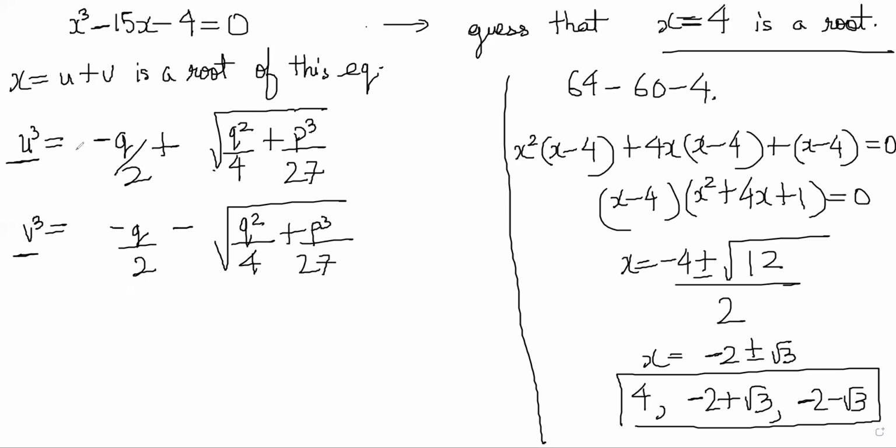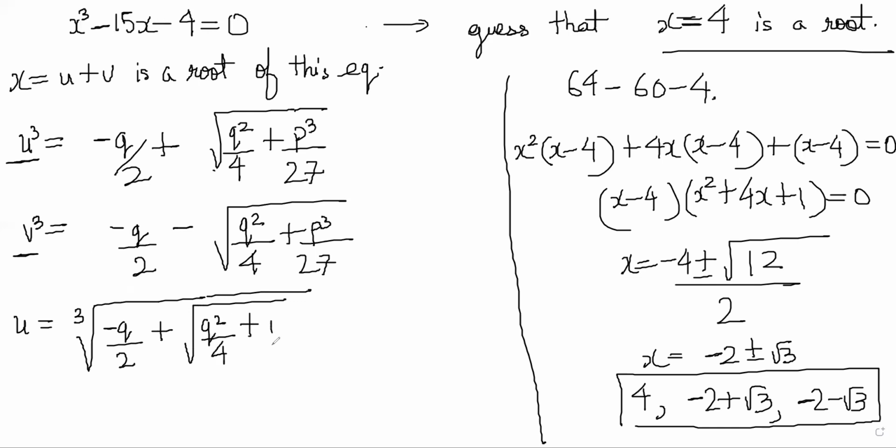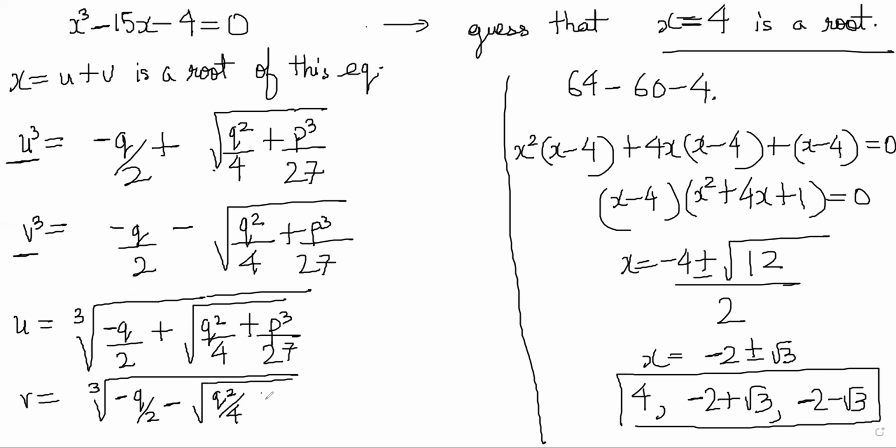Now if these are the two u cube and v cube values, then u and v are basically just cube roots of this, right? Now keep in mind this step is in general not correct. We are making an assumption here. If you take the cube root like this, you are making an assumption, and in general this is not the answer. So I will just explain.